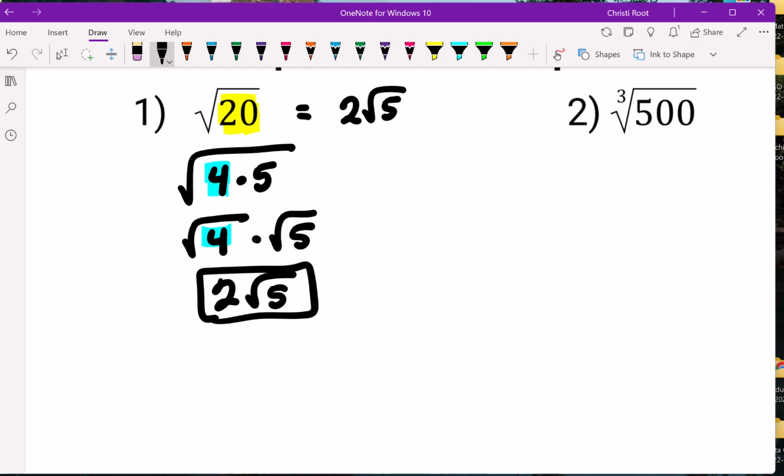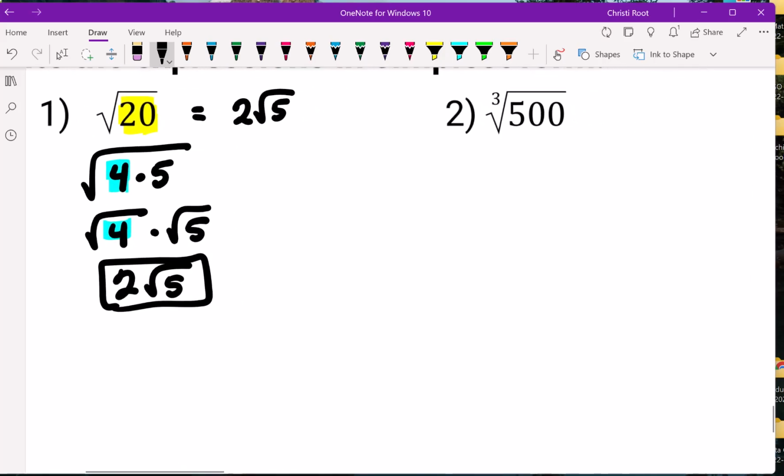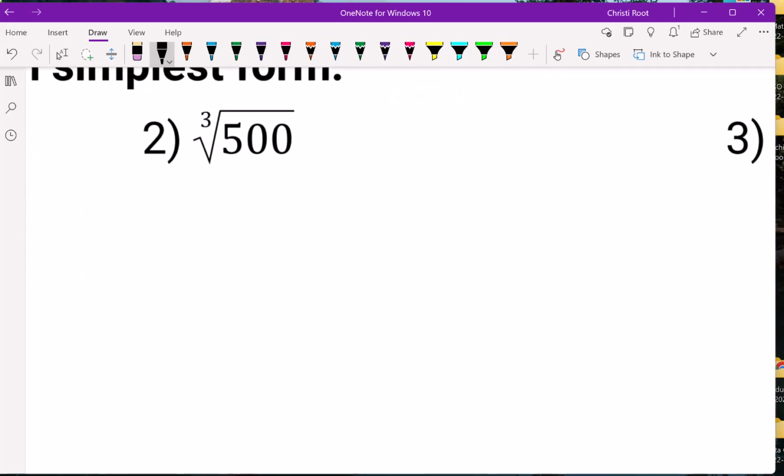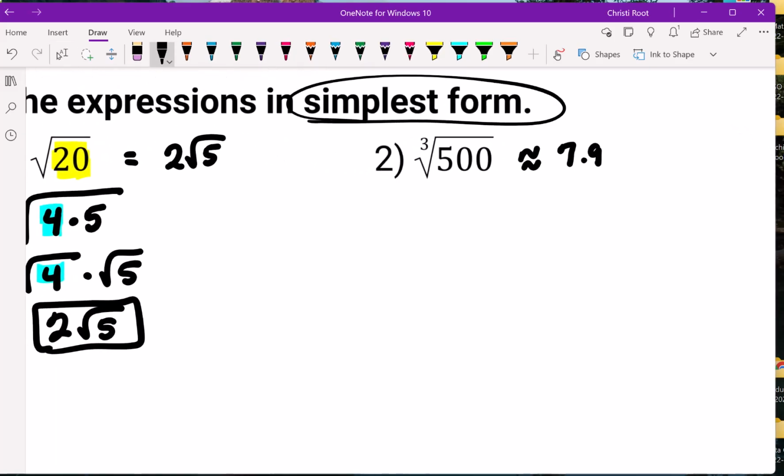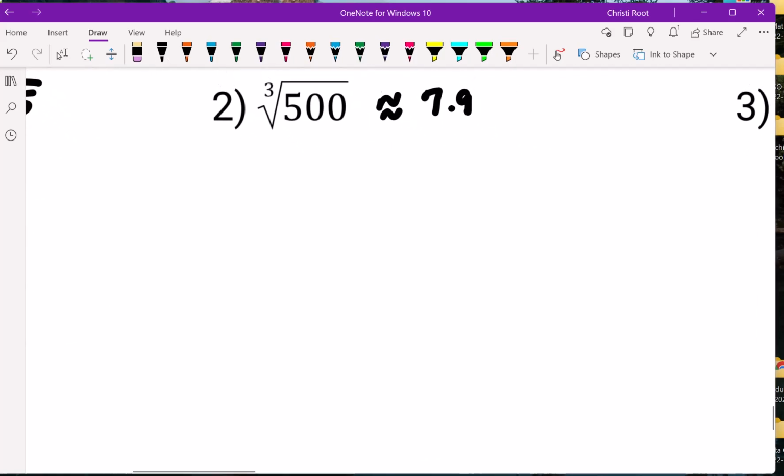This is the same technique that you use for a cubic. Now I want you to type in the cube root of 500 on your calculator and tell me what you get. And I'll pause the video again. So when you try to do this on your calculator, it's going to give you an approximation. This is not simplest form. Simplest form is when it's not rounded. So your calculator is a no-go. It's not going to happen on this one.